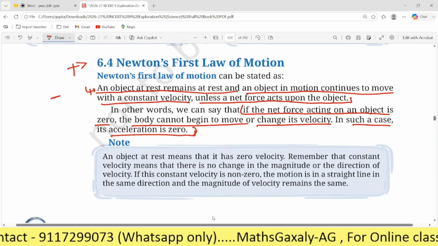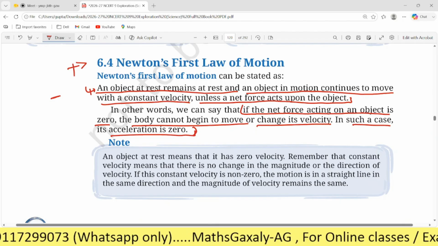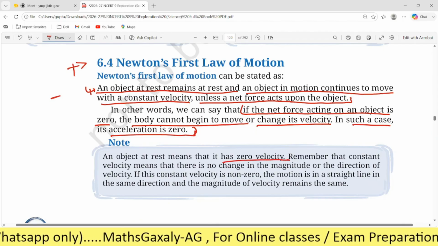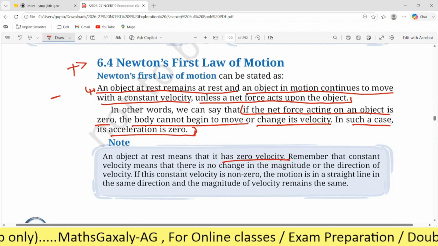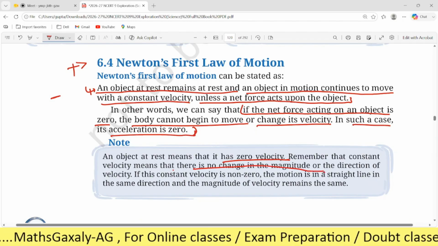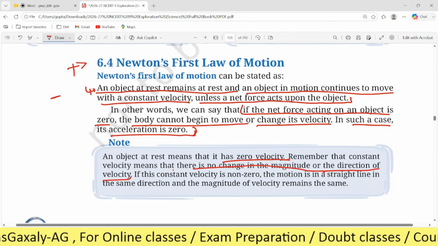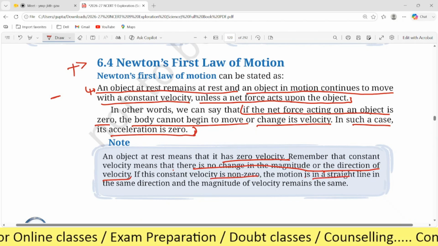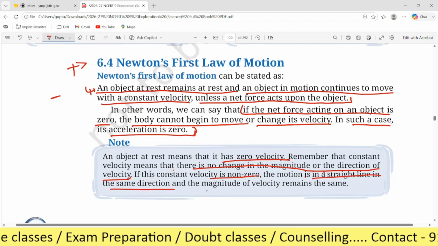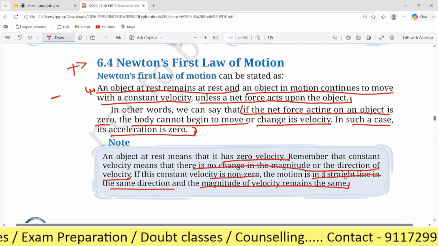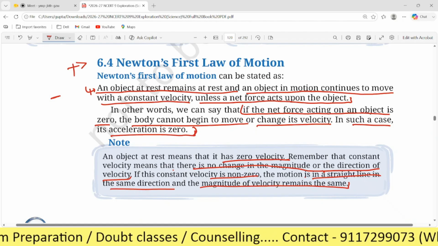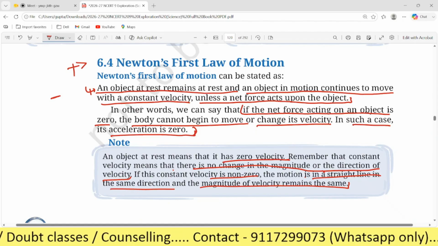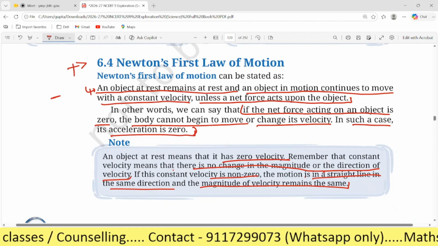Now let's see here. There is a note that has been given. An object at rest means that it has zero velocity. Remember that constant velocity means that there is no change in the magnitude or the direction of the velocity. If this constant velocity is non-zero, the motion is in a straight line in the same direction and the magnitude of velocity remains the same. Is it clear? So mainly it says that when an object is at rest, suppose as this pen is at rest, it has zero velocity. Its velocity is zero, है ना?